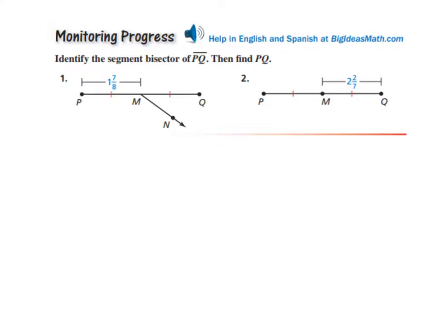I want you guys to answer. It says identify the segment bisector. So on number 1, what is the segment bisector? M being the midpoint, what else? MN. So in the cases where you have a ray or a segment as a segment bisector, you don't have to list every segment bisector. Just list the ray or the line. In this case, is MN a line, a segment, or a ray?